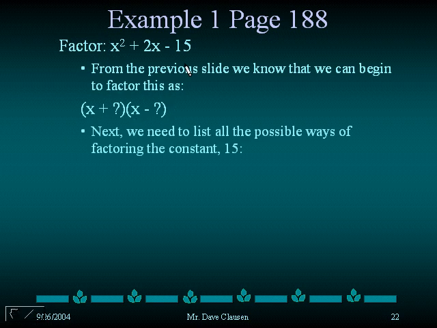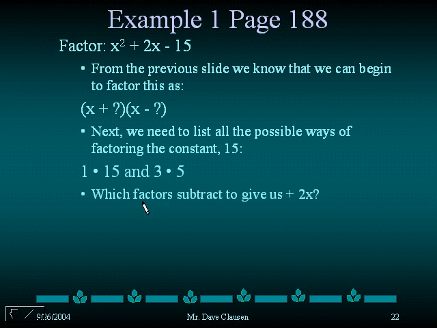So what we need to do is look at all the possible ways of factoring our constant 15. Could be 1 and 15, could be 3 and 5. Since these signs are not the same, we want factors of 15 that subtract to give us this middle term 2. Obviously 1 and 15 don't do it. 3 and 5 will subtract to give us the 2. So we're going to use the 3 and the 5.